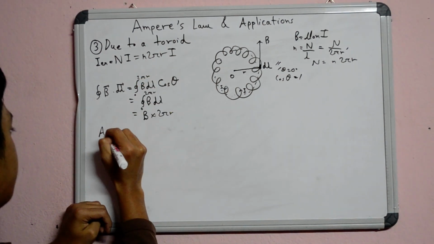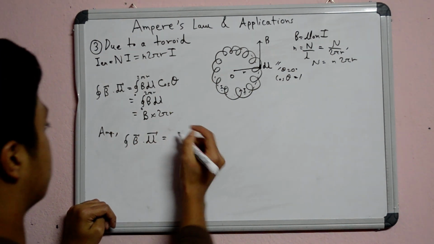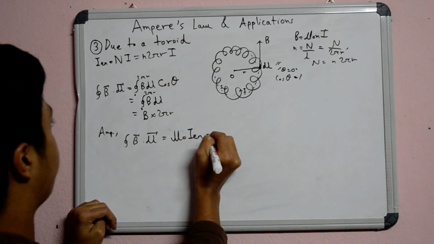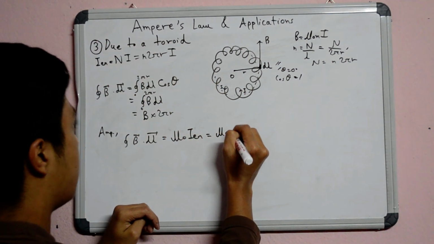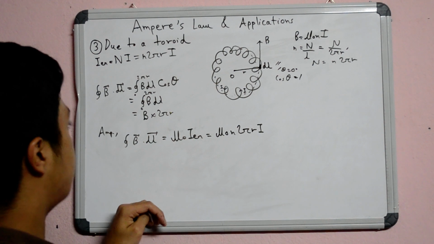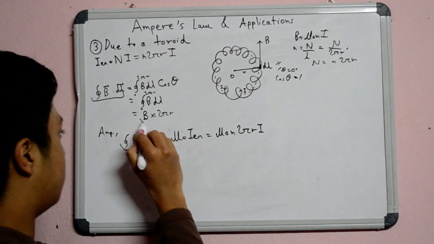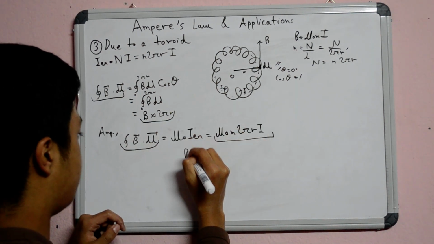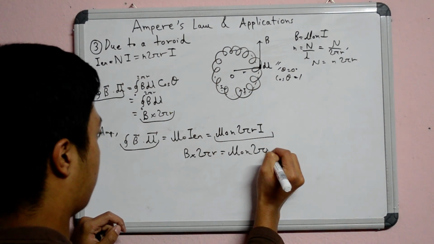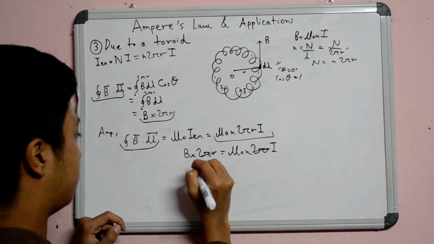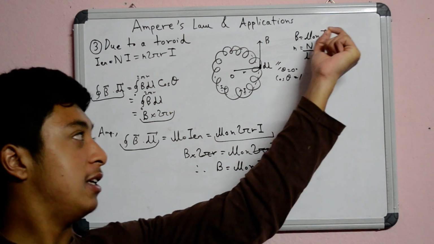Now let's use Ampere's law, which says that the line integral is equal to μ₀ times the current enclosed. And now we can just put this back in here. So it's just μ₀ and n·2πr·I. And here this and this are the same, meaning that this and this are also the same. So B times 2πr is equal to μ₀·n·2πr·I. 2πr cancels. Therefore, B is equal to μ₀nI, which is exactly as that, because this is also a solenoid.